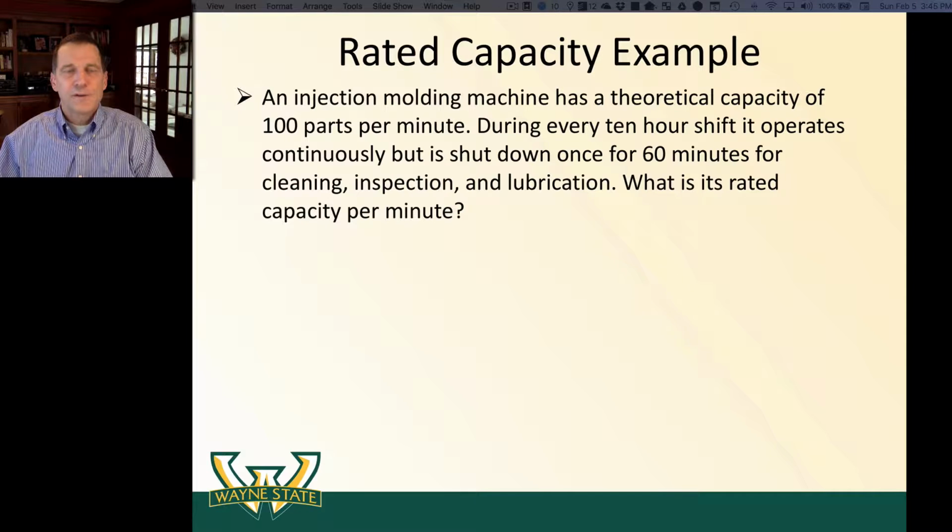So here's an example to understand rated capacity. We have an injection molding machine. It's a machine that makes injection molded plastics. Do I have one here? This could have been. Hey, how about that? Number one dad. Check that bad boy out. That could have been an injection mold. In fact, it probably is.